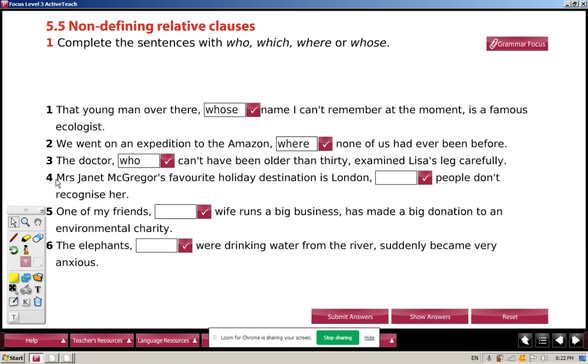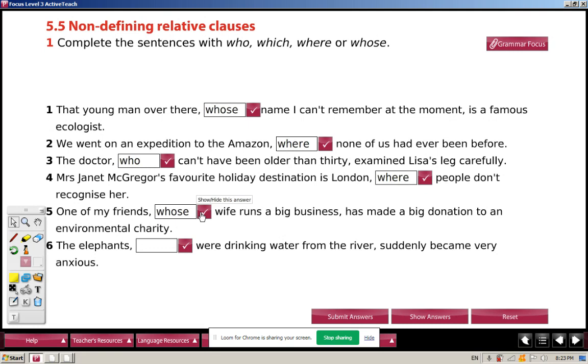Sentence number 4. Mrs. Janet McGregor's favorite holiday destination is London. People don't recognize her. What do you think? London is a place, so we use the word where. Number 5. One of my friends' wives run a big business has made a big donation to an environmental charity. In this sentence, we need a pronoun which describes possession. So, whose is the correct option.